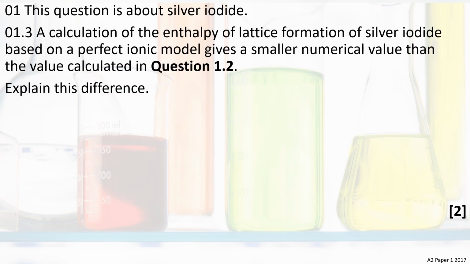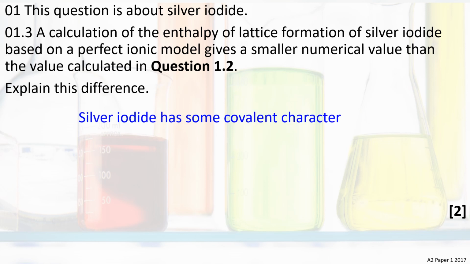Here's the next part of the question. A calculation of the enthalpy of lattice formation of silver iodide based on a perfect ionic model gives a smaller numerical value than the value calculated in question 1.2. Explain this difference. All ionic substances have some covalent character. Electrons will be shared to some extent.